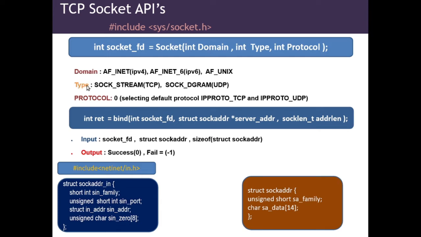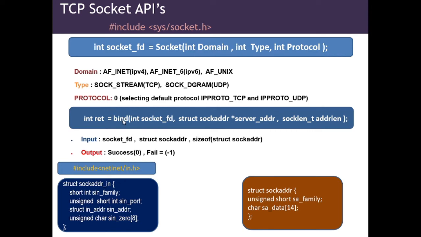Then we have the type. In the type we have SOCK_STREAM if we want to create a TCP socket, SOCK_DGRAM if we want to create a UDP socket, and SOCK_RAW if we want to create a raw socket. In the protocol we need to fill 0, because it will automatically select the respective protocol depending on the type we select in the second parameter. Once this socket API succeeds, returning a value greater than 0, we will have this socket FD, a file descriptor that allows us to communicate between two systems or processes. So this is the first API.